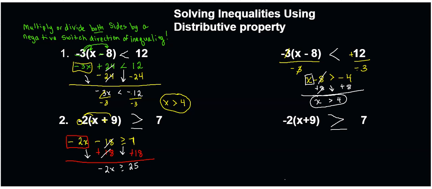Now, I've got negative 2 times x is greater than or equal to 25. I don't want negative 2 times x. I want x. They're timesing, so we're going to divide. We divided both sides by a negative, so what do we have to do to this? We've got to flip it. And then a positive divided by negative is a negative, and we get 25 over 2, which is 12 and a half if you prefer, negative 12 and a half.